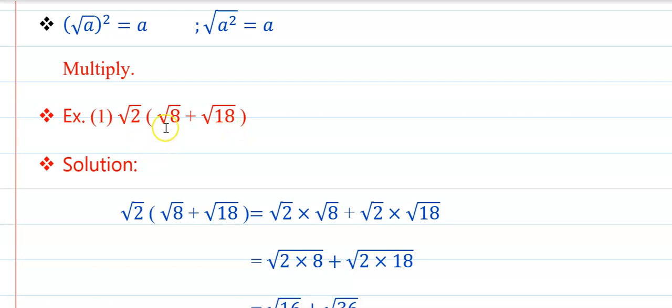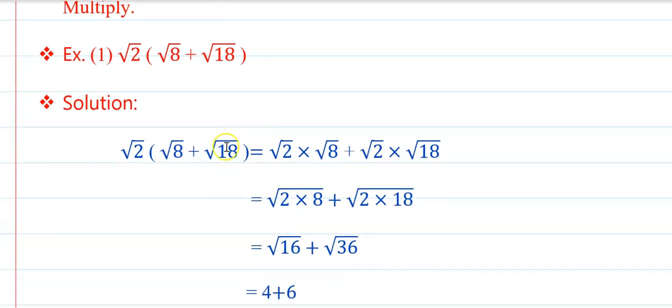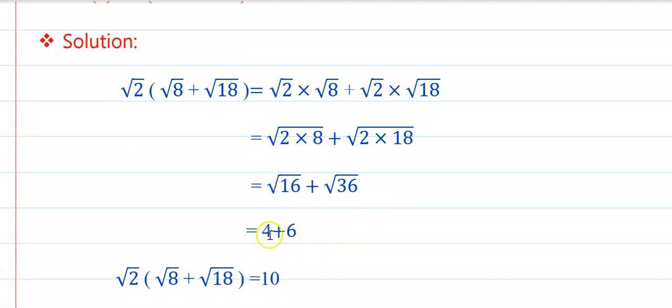म्हणजे या root 2 ने root 8 आणि root 18 ला मल्टिप्लाय करणार. Therefore root 2 into root 8 plus root 2 into root 18. मग दोघांचा इंडेक्स सेम आहे, मग एकाच इंडेक्स मध्ये टाकणार. That is root of 2 into 8, that is root of 16. 2 into 8 किती आलं 16, आणि 16 चा स्क्वेअर रूट किती आलं तर 4.